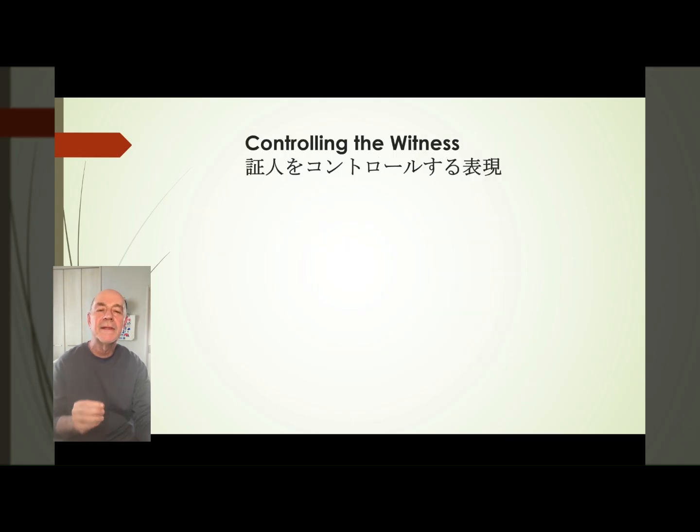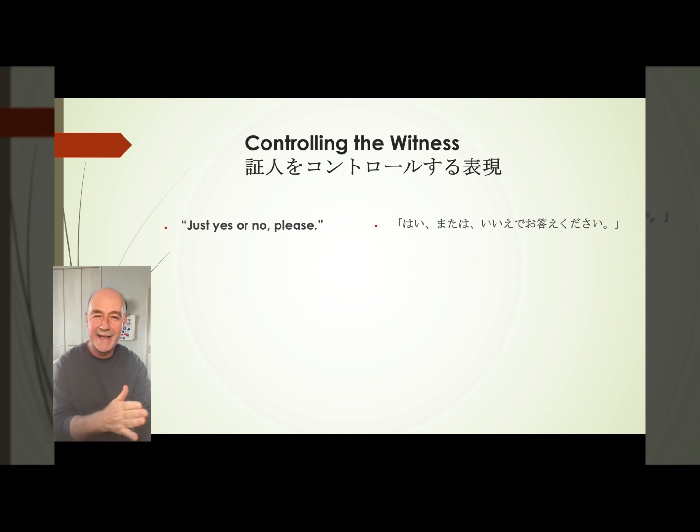Now, if the witness is starting to speak and not answering your questions, or somehow behaving outside of what you're trying to achieve, here are some phrases you can use to help control the witness. Just yes or no, please. So if you ask a yes or no question, you got up at 10 o'clock in the morning, correct? And the witness says, well, I was sleeping late because I went to bed late last night. If they're not answering your question and you just wanted a yes or no, you just say, just yes or no, please.